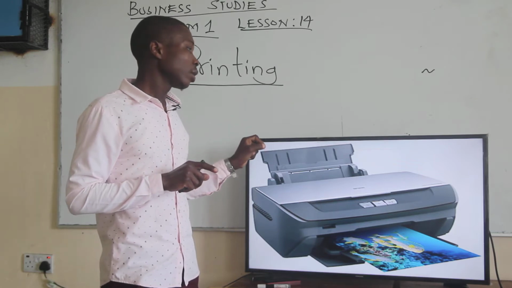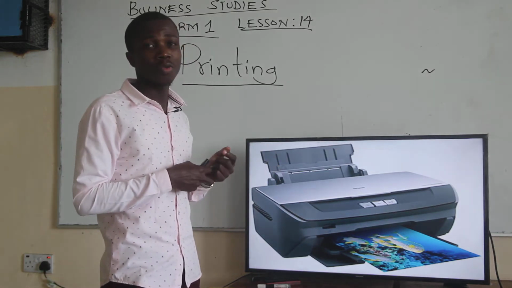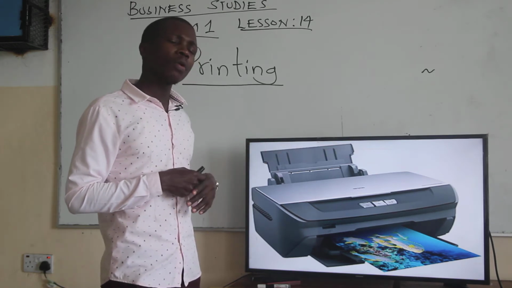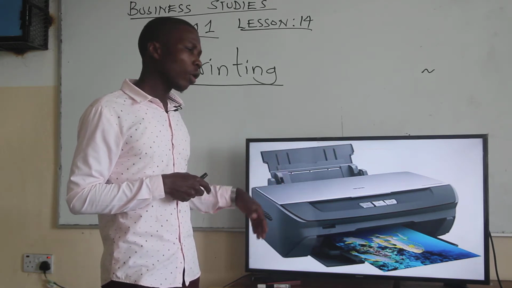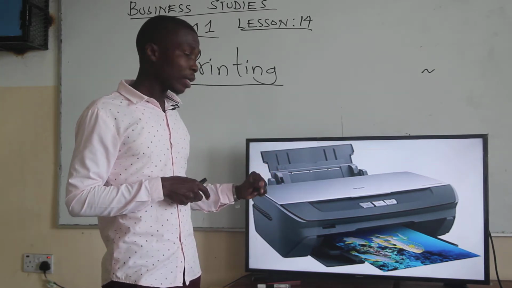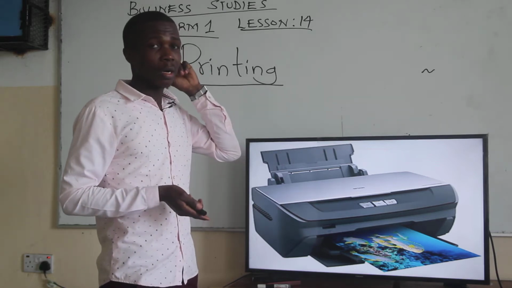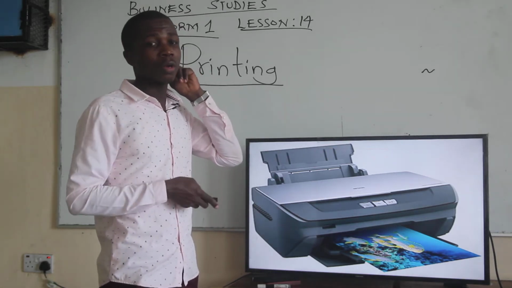For you to print, you should ensure that it is connected to the computer and ready. It could be connected to the computer wirelessly or with a wire. There are some which are wireless and some which use a wire for connection. So this is how a printing machine looks. This is just one example of them.